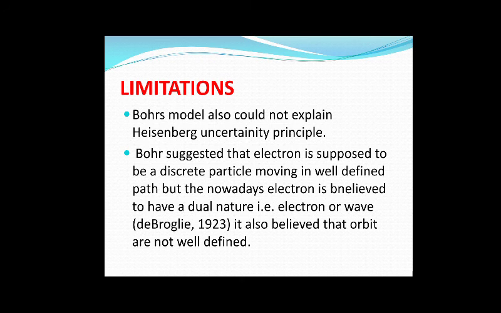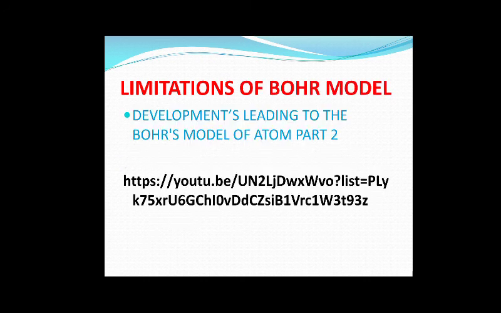And one more limitation, the Bohr model also suggested that the electron is supposed to be a particle, but nowadays it is considered that the electron can have a wave nature also, because Bohr said that electrons are in particle form, but nowadays it is found that electrons behave in wave nature also. These two more limitations were there for the Bohr model of an atom. For more details you can refer to the YouTube link given and see the video.